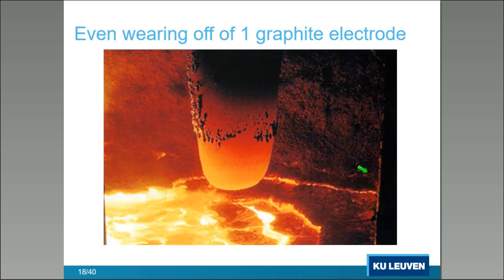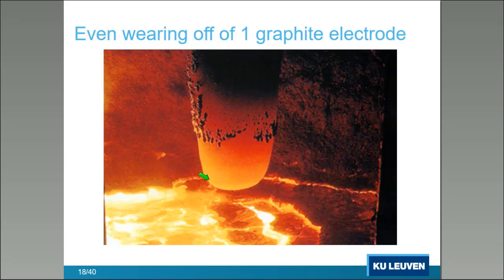Then let's go to the wearing off of the graphite electrode in a direct current arc furnace. You see that the wearing off is even. It is not slant, it is not oblique like it was the case with the alternating current arc furnace. This is because you have always a movement here, but it is not a well-determined movement of the arc as it was the case in the alternating current arc furnace.